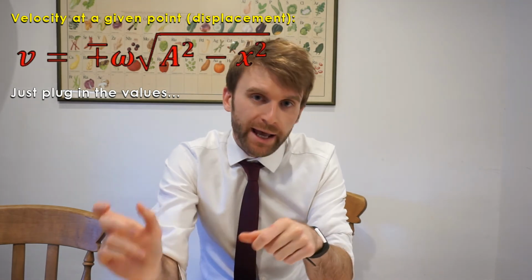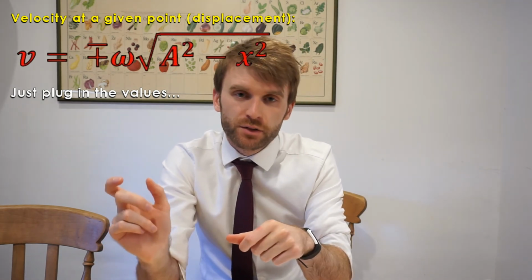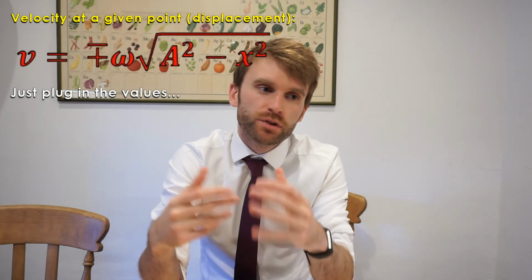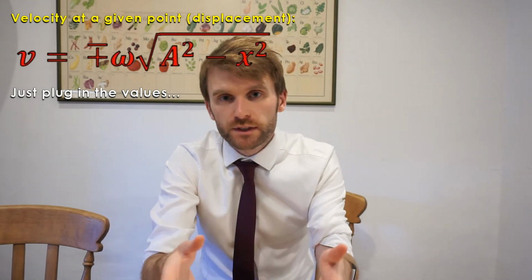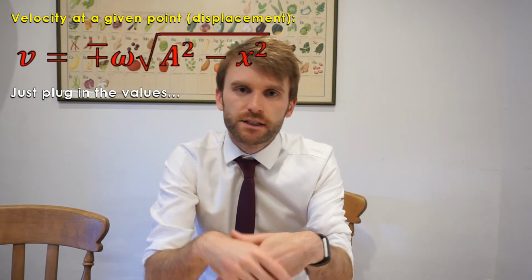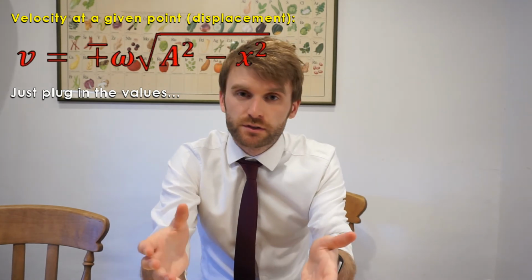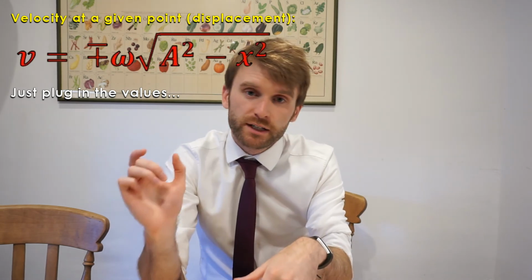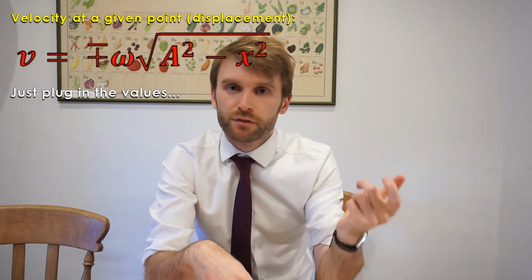You will know x because you'll be given it in the question. X is your variable that you're going to change. You will know omega because you've got the frequency, 2 pi times frequency is omega, and you'll know the amplitude. So really, all you need to worry about is putting the right displacement in and getting the right velocity out.